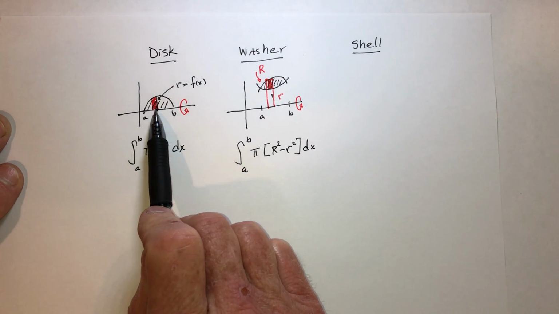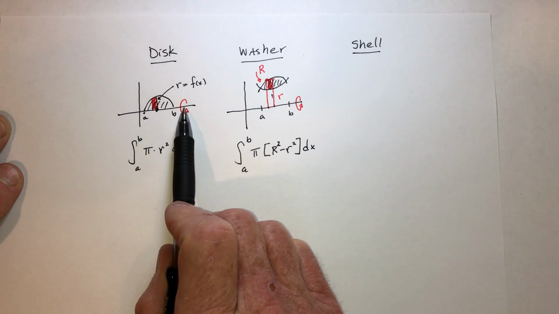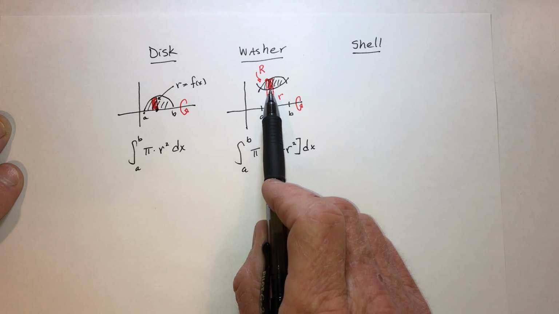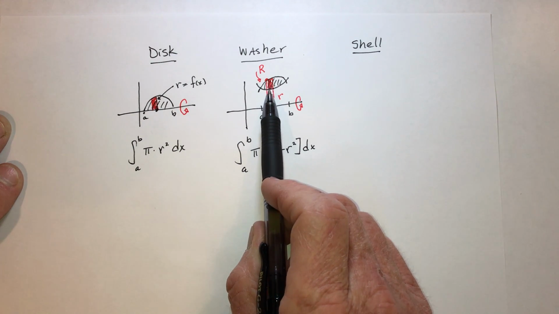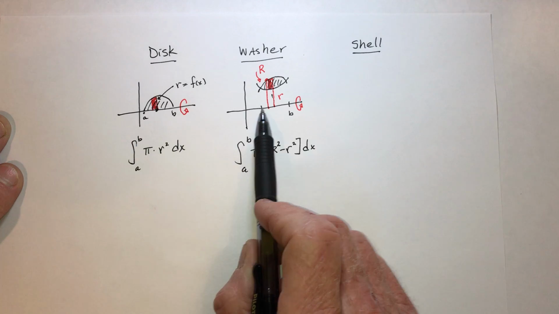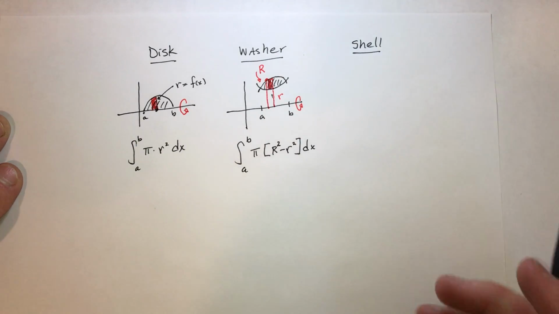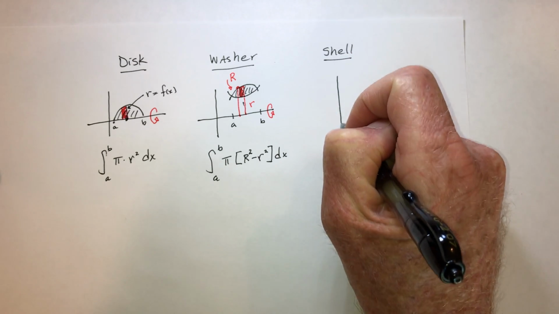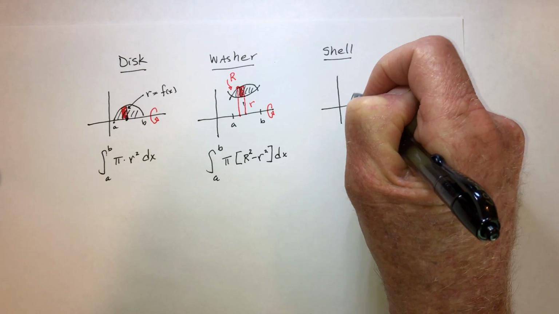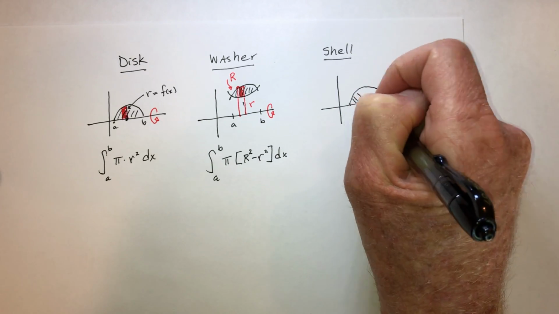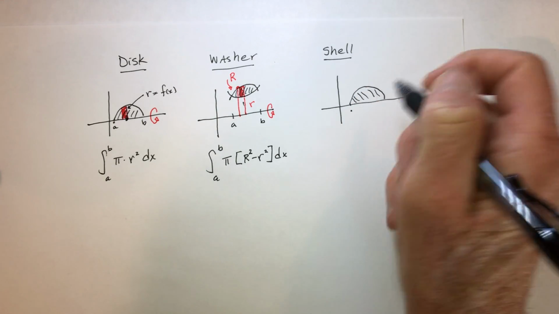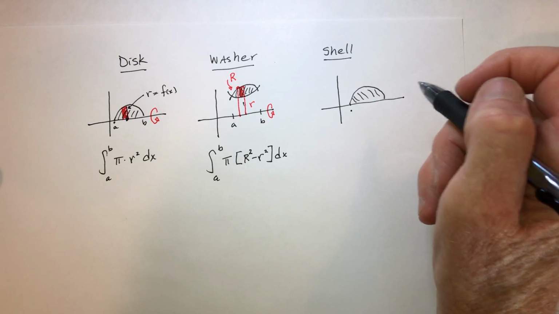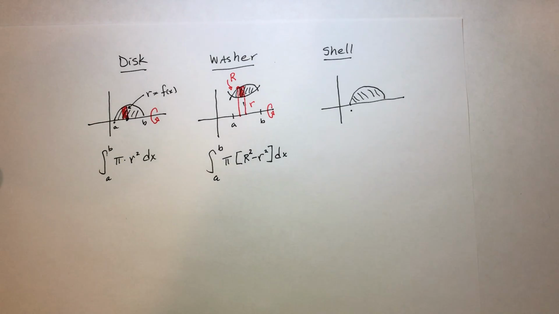So in both of these, the representative rectangle is perpendicular to the axis of rotation. Even though it's not touching it, this is still going vertical and this is going horizontal, so those two are perpendicular. And then the one that's different is the shell method. So that would be if you have a shape like this, and then we're going to rotate that around the y-axis.